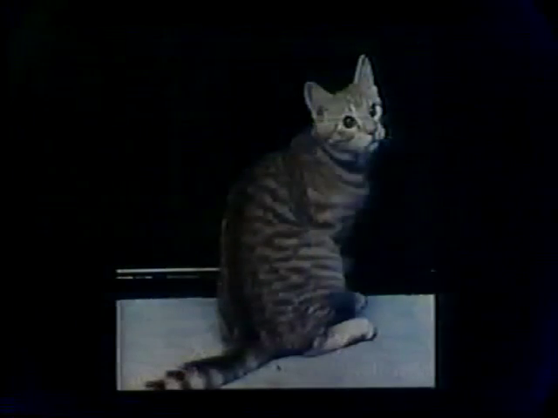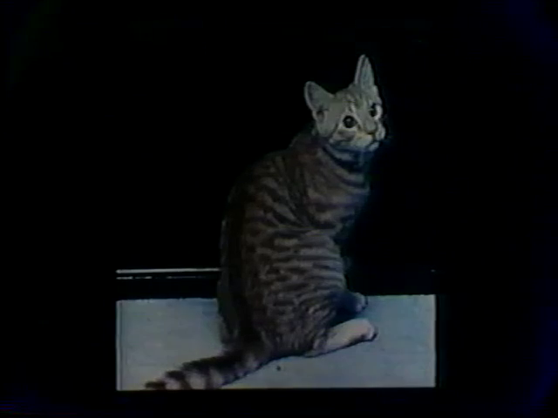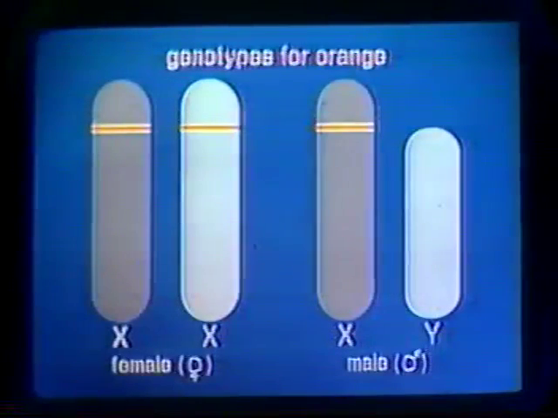There is another gene for orange. It appears at the same locus and only on the X chromosome. So here are the genotypes for orange. In a female, a pair of genes for orange on the two X chromosomes. In a male, a gene for orange on the X chromosome and no gene for color on the Y chromosome.